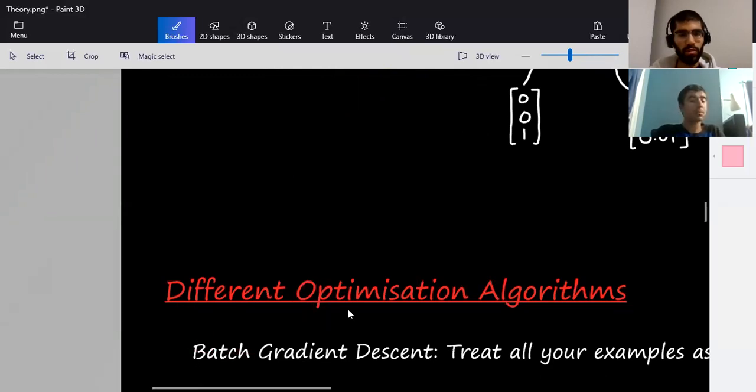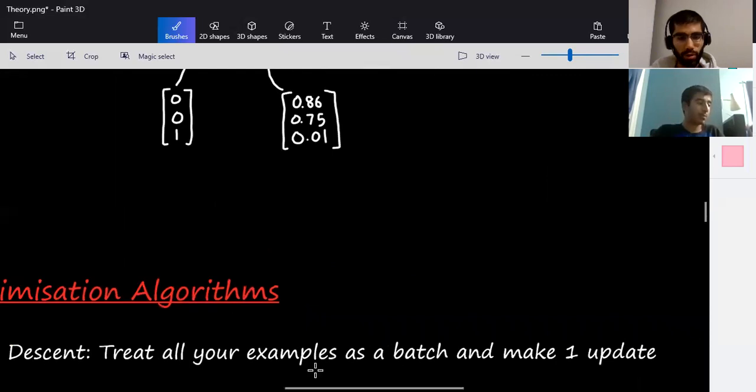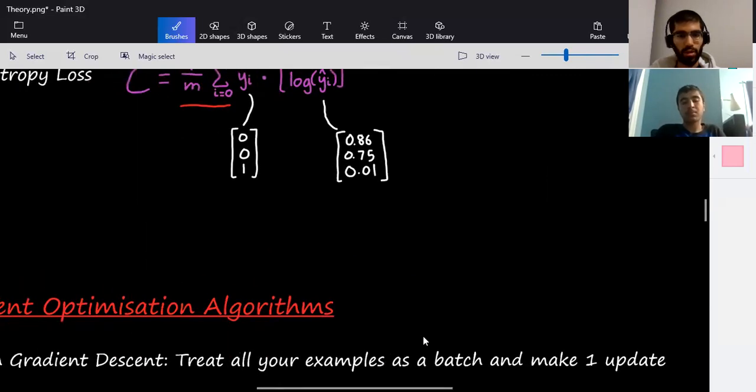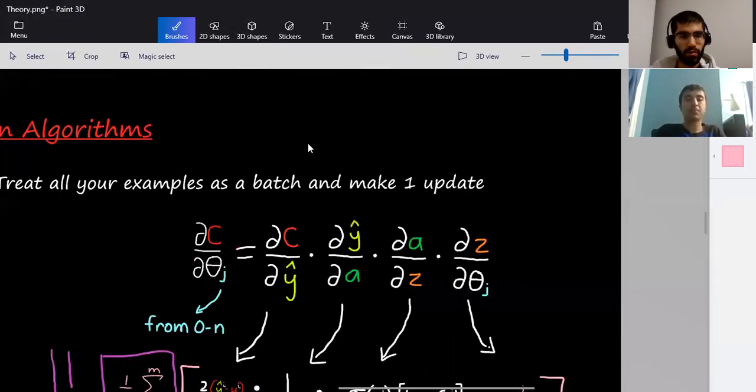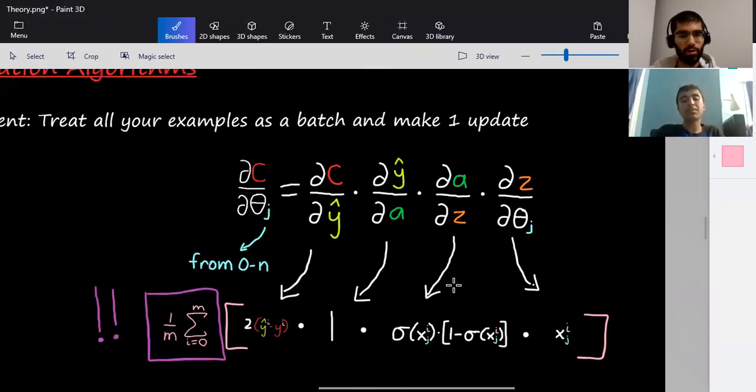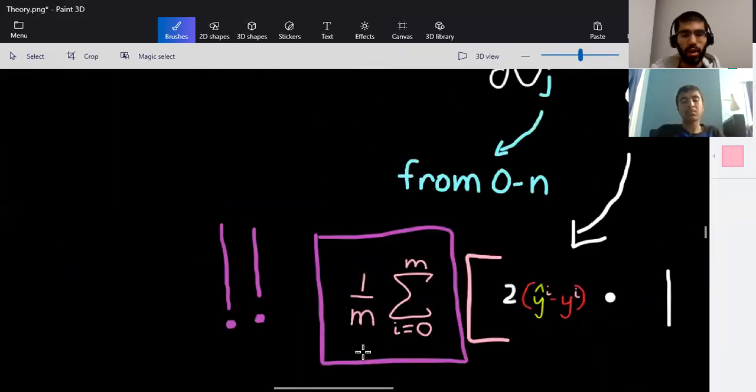What batch gradient descent means is treat all your examples as a batch and make one update. So I'm going to show you the equation. You've already seen it. It's what I called gradient descent earlier, but it's technically batch gradient descent. So you see here, we have our equation to do gradient descent. You saw it up above. Of course, this could be not the sigmoid function, it could be another function. But the key part is this: we are averaging over all m examples in our batch.